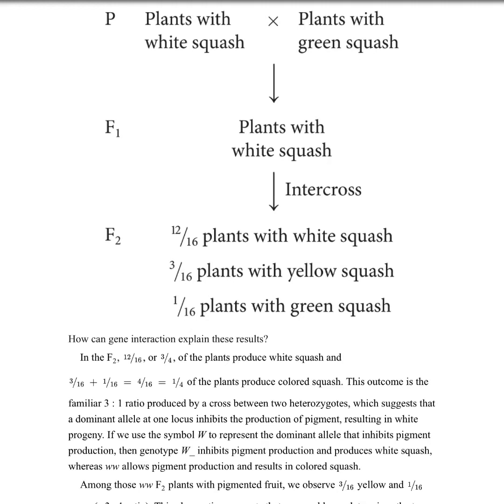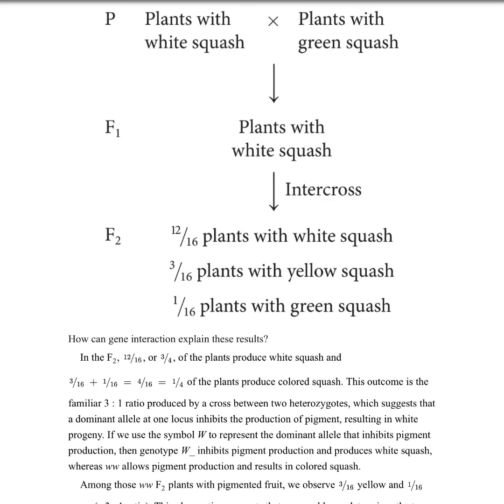This connects back to Chapter 5, where dominant epistasis is seen in the interaction of two loci that determine fruit color in summer squash, which is of three colors: yellow, white, or green. And that is shown right now.